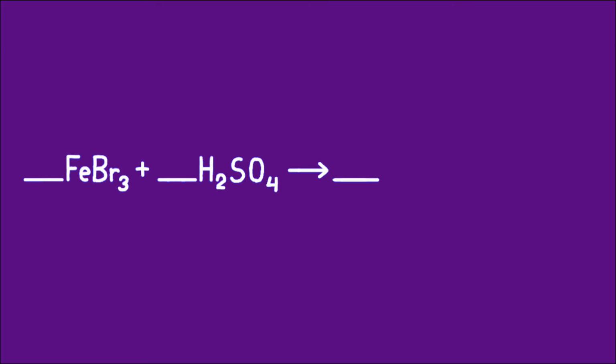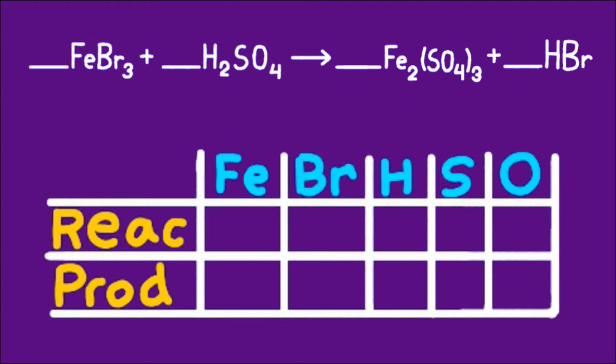Proceeding to the next example, ferric bromide plus sulfuric acid yields ferric sulfate plus hydrogen bromide. With these parentheses, we could easily distribute the subscripts for the meantime, which would be Fe2 and then S3O12. After that, we'll create a table again, like a while ago.